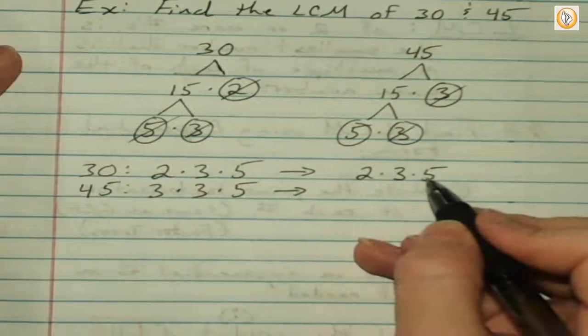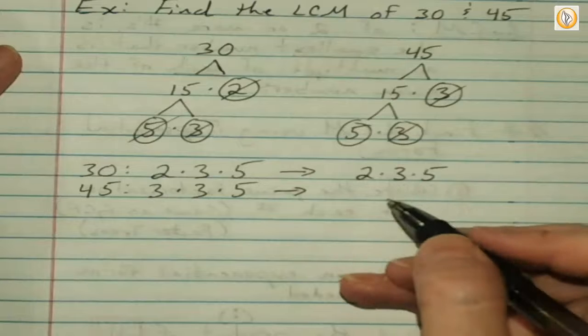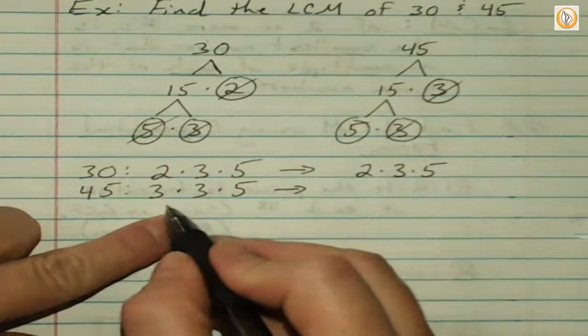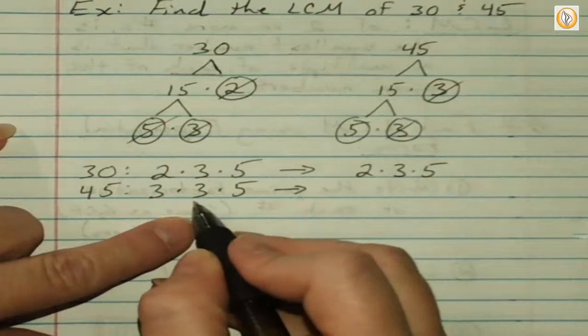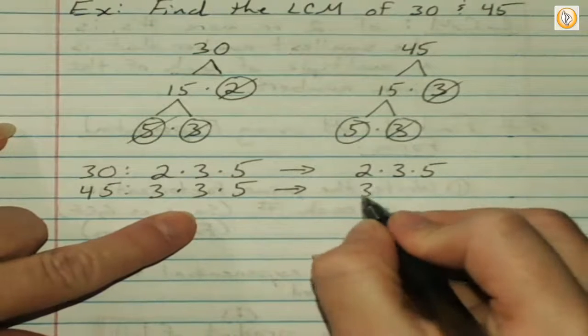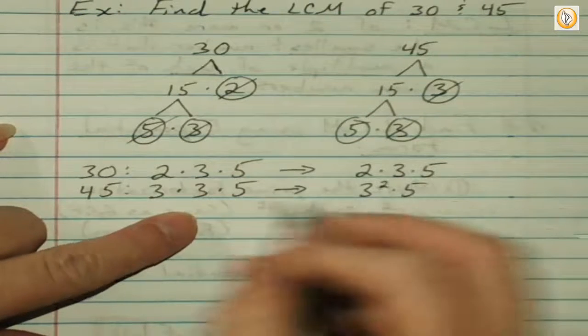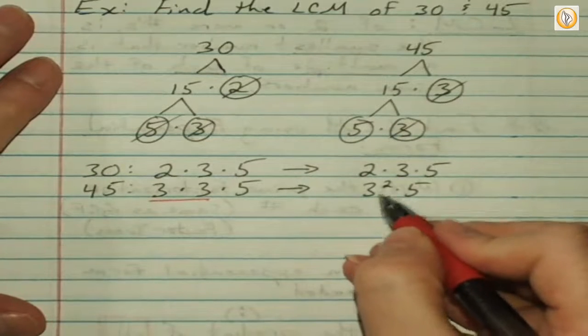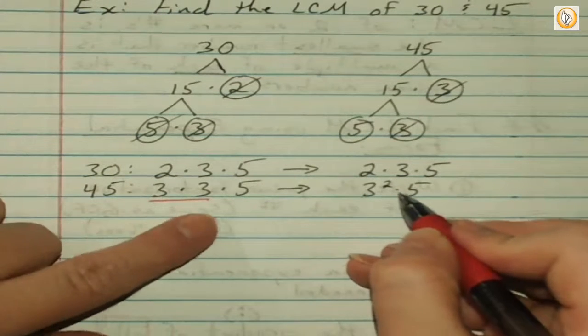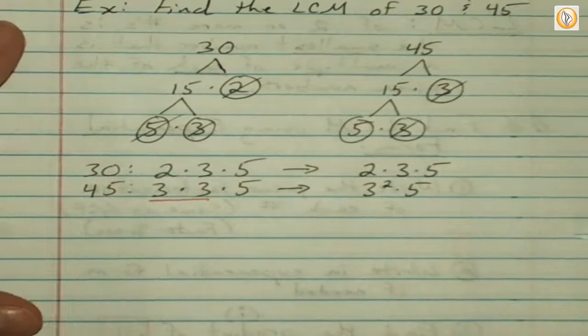So there's nothing I can do differently in exponential form. Now, Joseph, can I write this in exponential form? Yes. 3 to the second power times 5. Excellent. I have 2 3s, so I can write that as 3 to the second power times 5. Okay.